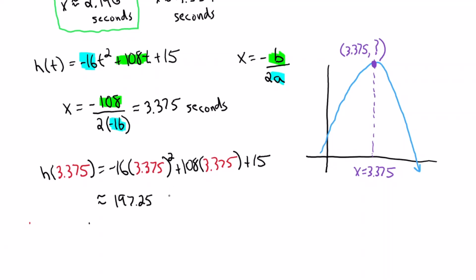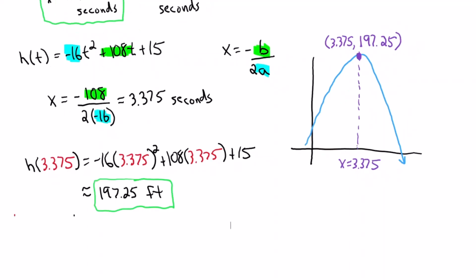197.25, which represents feet. So then I could actually go ahead and erase this part up here in my little sketch. So that's going to be the height right here of the rocket at its maximum, and that happens at 3.375 seconds. Now that we have all of our answers by hand, let's go into the graphing calculators and check all of our answers.